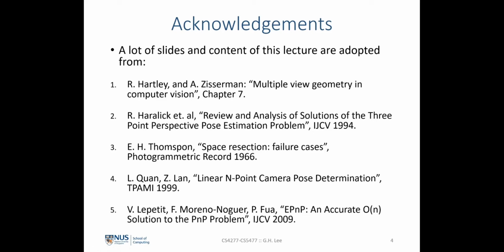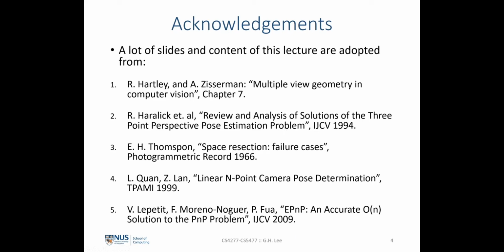And for the 3-point Grunert algorithm, I took it from the paper, which is a review of the original version of the paper, which is written in German, review and analysis of the solutions of the 3-point perspective pose problem, published in IJCV in 1994.